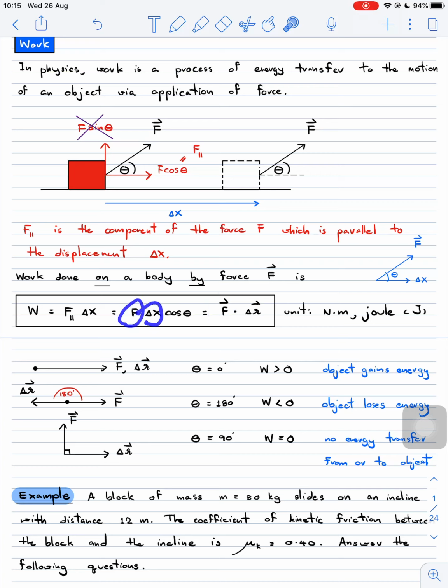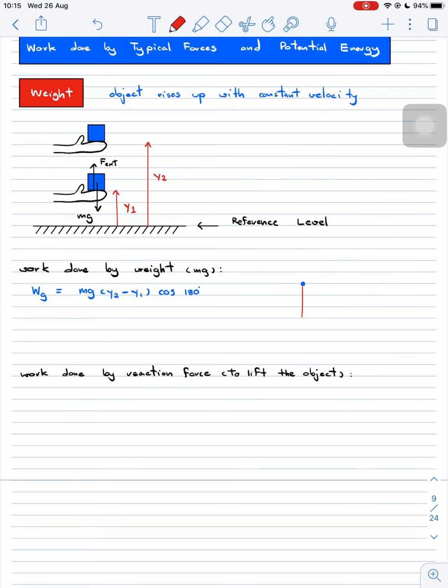Now the force is the weight mg, times the displacement. In this case the object is displaced from y1 to y2, so the displacement is y2 minus y1, times cosine theta. For this mg, theta is equal to 180 degrees. Why? Because mg goes in the downward direction, but the displacement y2 minus y1 is in the upward direction. That's why the angle between mg and y2 minus y1 is 180 degrees.